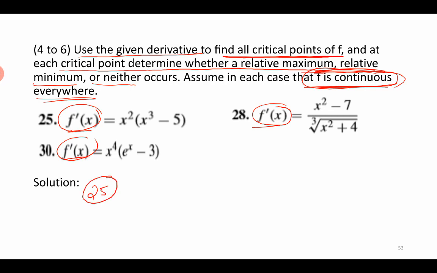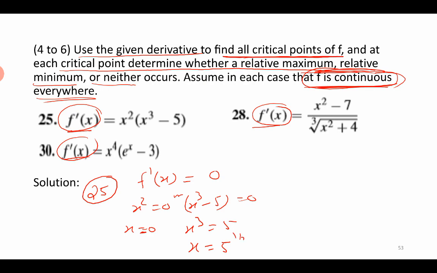How to find critical points? Critical points are those points at which the first derivative is 0 or does not exist. Here the first derivative exists, so take it equal to 0. x squared times (x cubed minus 5) is 0, isn't it? So x equal to 0 is the first point. x cubed is 5, or x is equal to 5 to the power 1 by 3. So we got two points now.